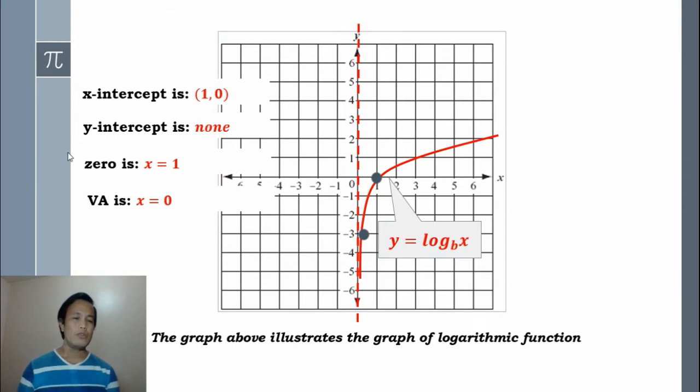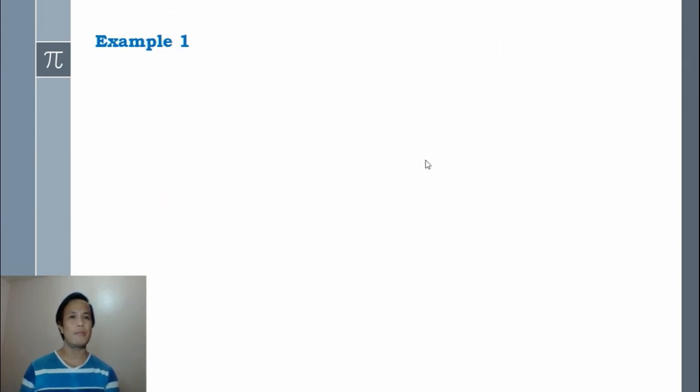Now, I would like to emphasize that the x-intercept, y-intercept, zero, and the vertical asymptote of a given general form of logarithmic function are the same. Okay, let's proceed to example number 1.